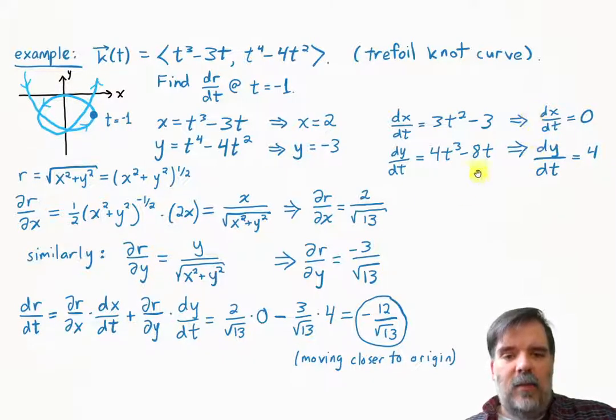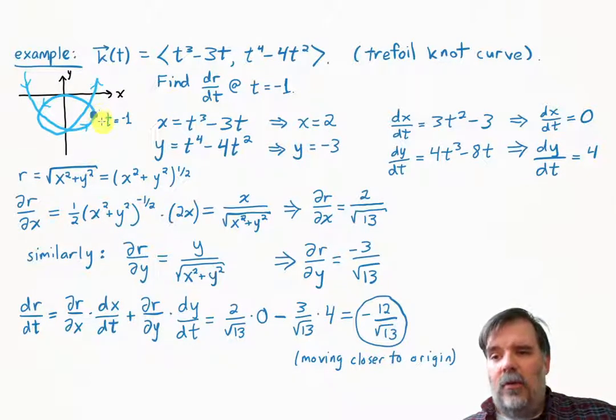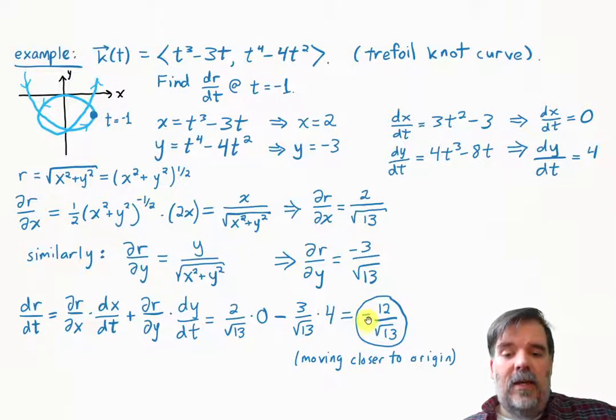We have dx dt, dy dt, dr dx, and dr dy. We assemble the pieces together, as given by the chain rule formula, and we calculate that dr dt is equal to negative 12 over radical 13. Right, so radical 13 is somewhere between 3 and 4, so this is probably around negative 4. So this is telling us, at this moment in time, we're moving closer to the origin. And because it's negative, that distance is decreasing by this number of units in space per unit of time.